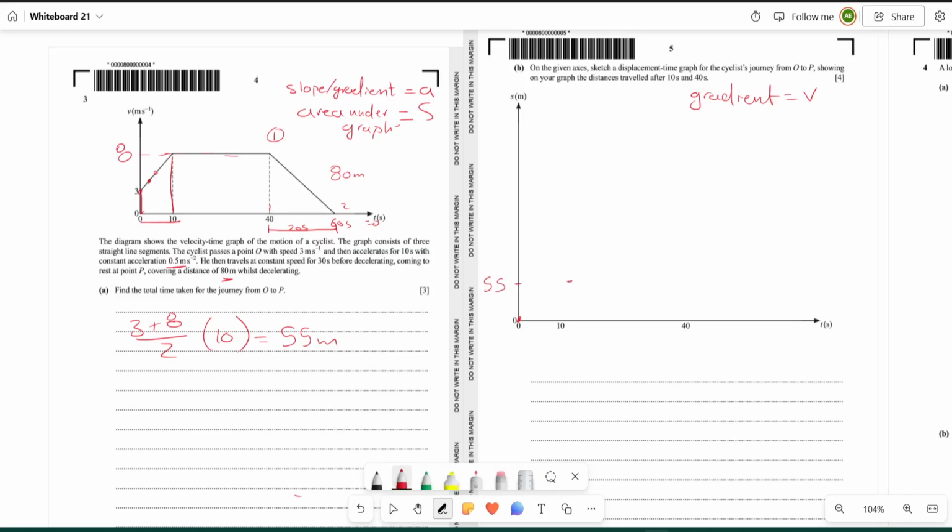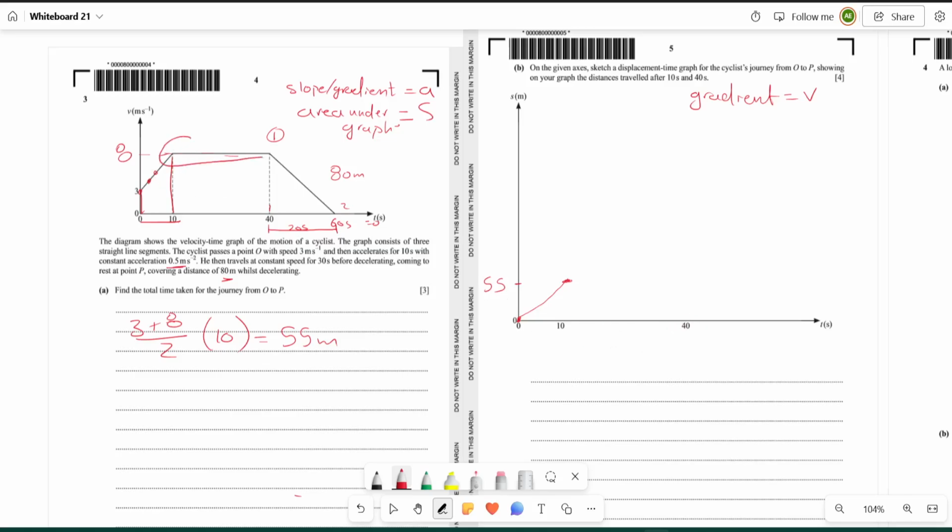55. So over here, that's my point. And I'm going to draw it not in a straight line. I'm going to draw it in a curved way. Like this, okay? Now, after this period from 10 to 40, what happened?